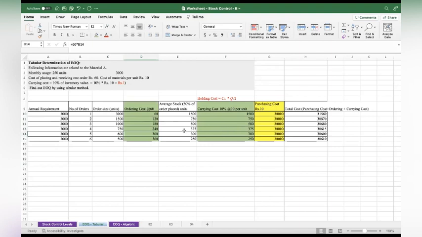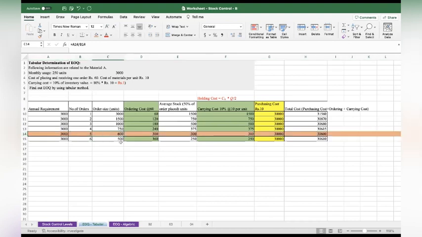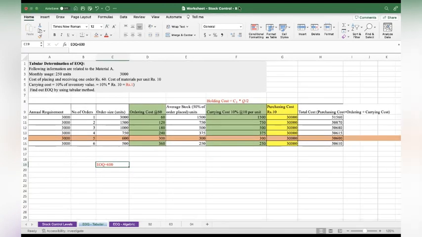Now check all the columns. 240, 375, 300, 300. So this will be the economic order quantity here, right? In the tabular method, remember, when the ordering cost and carrying costs are equal, that order size will be the EOQ, economic order quantity. So the answer is 600. Clear? Please copy the answer. Then we'll go back to our tute.